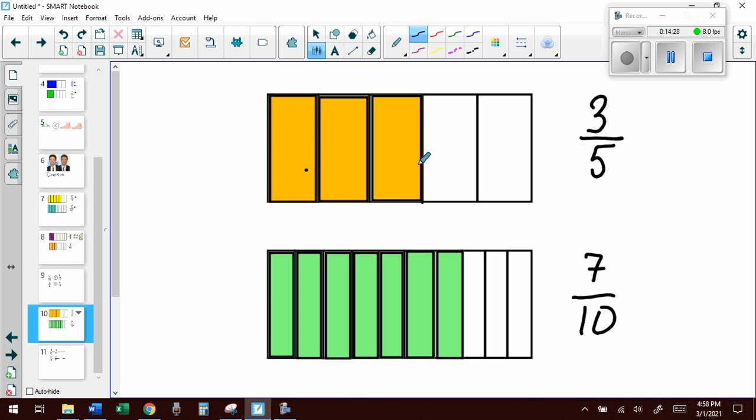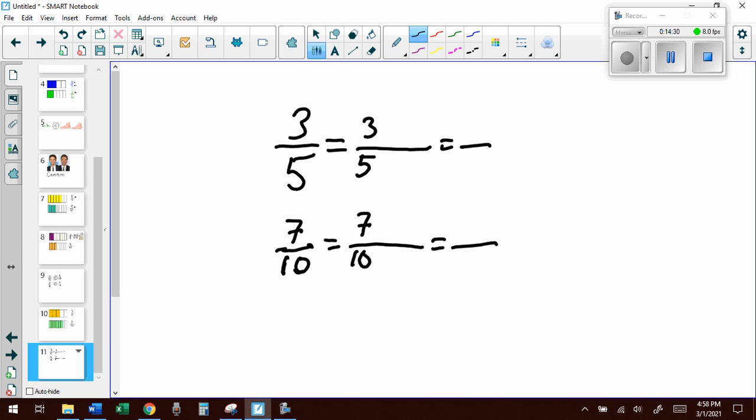So still, using our knowledge of basic facts, look at these. What do you notice? Anywhere. It doesn't have to be the numerator. I notice that 5 is a factor of 10, which means that I can multiply 5 by something and get 10. 5 times what equals 10? 5 times 2. If I did that to the denominator, I have to do it to the numerator. 3 times 2 is 6. I like that a lot better.